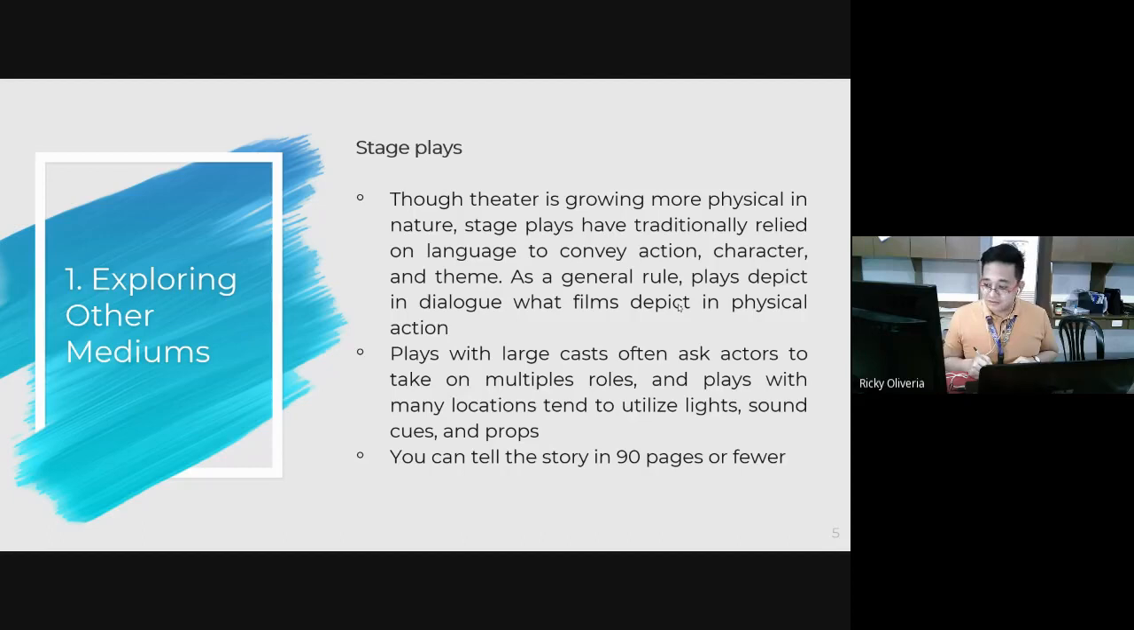Now, stage plays usually can tell a story within 90 pages or fewer, no? So, usually 90 pages, ganun lang sila ka-excel, no? More of action sila. Okay?